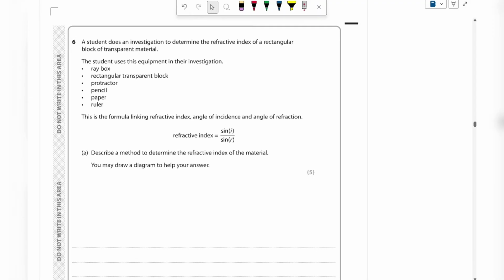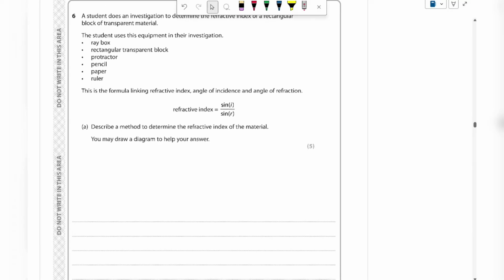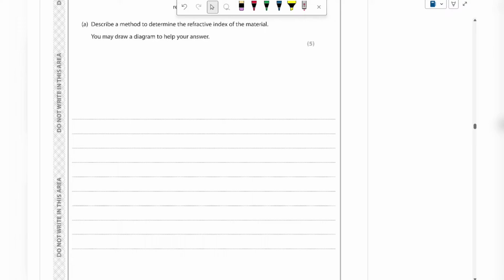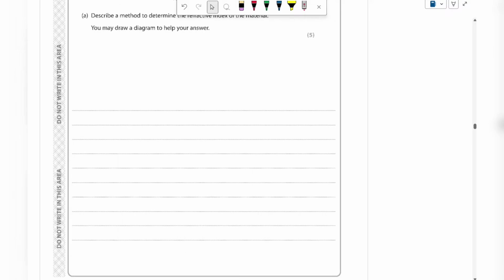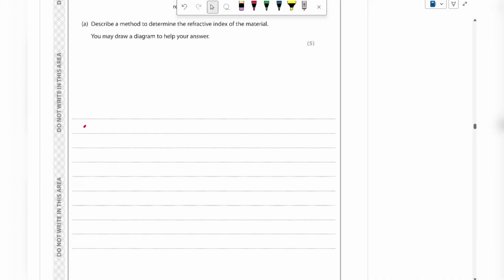Question 6. Refraction. Lovely. We've done a lot of writing questions here, haven't we? But here we go. Draw a diagram to do this. Probably words. I don't know. Let's start writing some stuff. I mean, you hopefully remember this experiment from school. Yeah, try 5 marks. Oh dear.